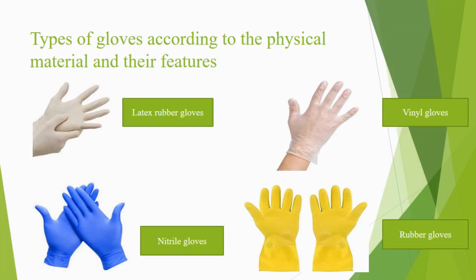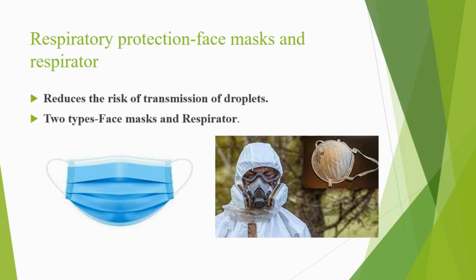The types of gloves according to the physical material and their features. First is the latex rubber gloves. It can be nitrile gloves, vinyl gloves, and rubber gloves. Next PPE is respiratory protection, that is using of face masks and respirators. It reduces the risk of contamination by droplets.